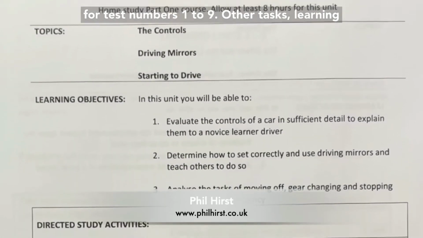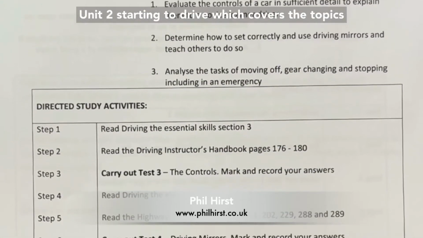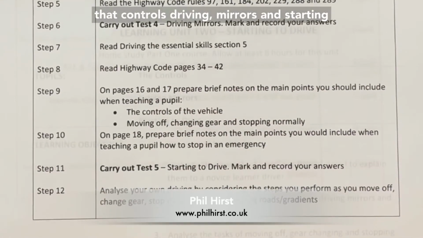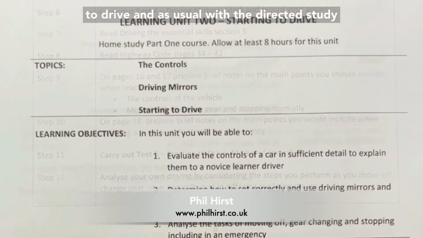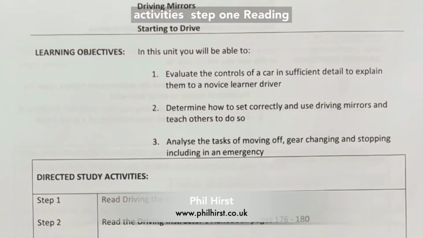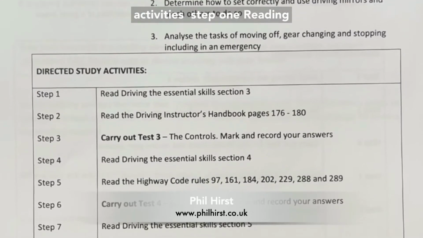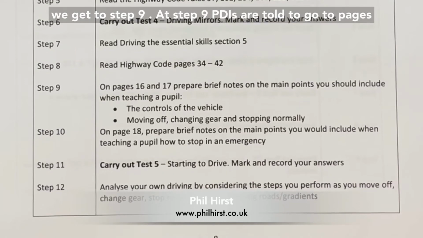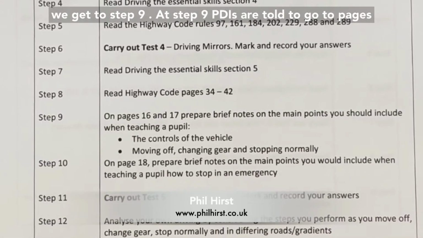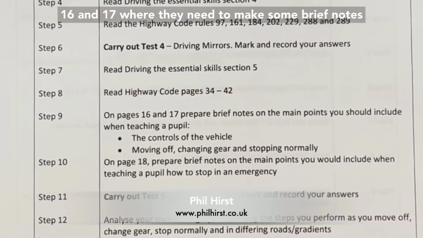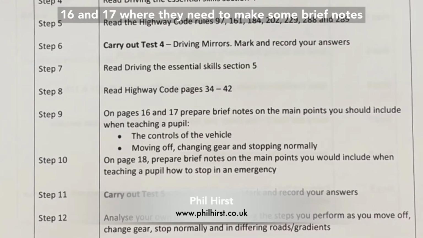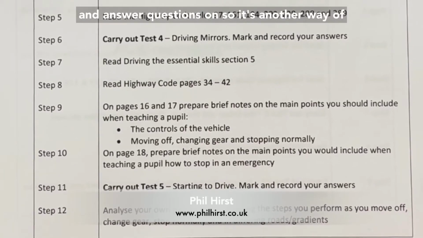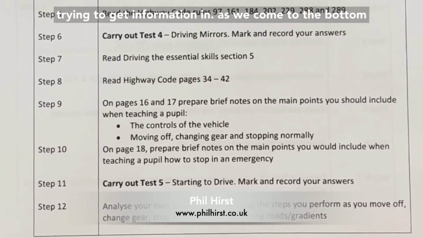Other tasks. Here we have Learning Unit 2, Starting to Drive, which covers the topics, the controls, driving mirrors and starting to drive. And as usual, we've got the directed study activities, step 1, reading, step 2, reading, step 3, carrying out a test. And that continues until we get to step 9. At step 9, PDIs are told to go to pages 16 and 17, where they need to make some brief notes on information that they've already read about and answered questions on.